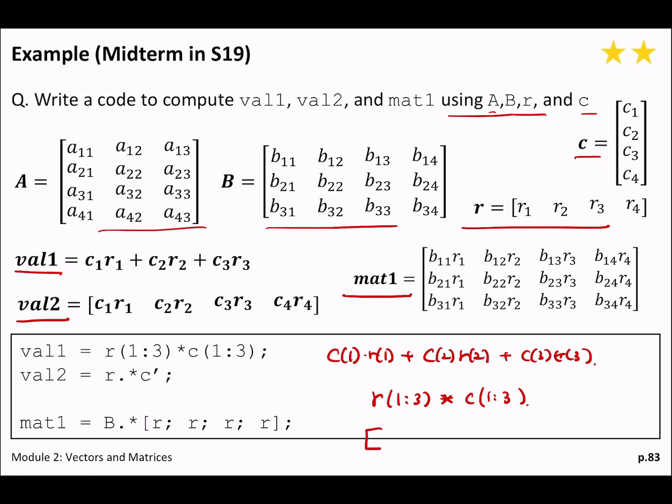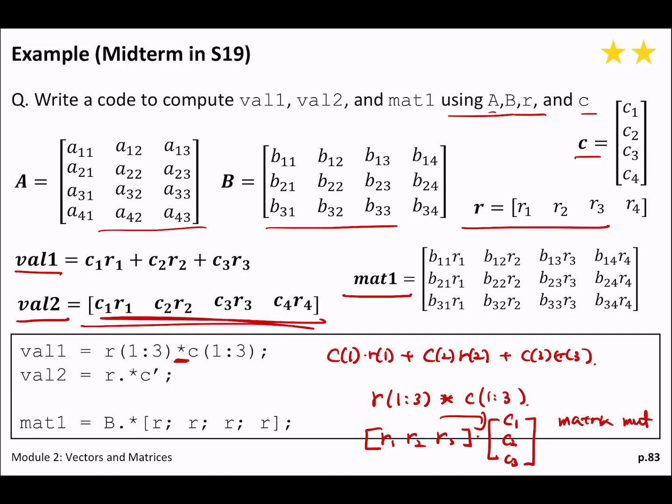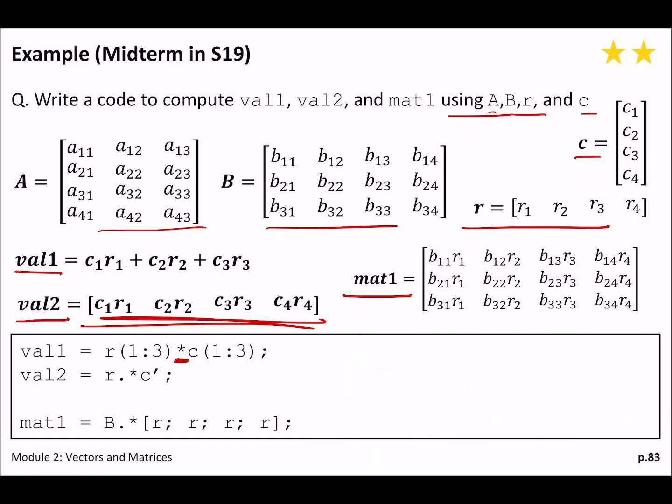This one is a matrix multiplication. To be precise, this one is a vector multiplication, right? Multiply C1, C2, C3, right? This one is a matrix multiplication. I would say a vector is also a matrix, right? So like this. Okay. How about this one? It looks like this one is element-wise multiplication, right? But this one is a row vector, right? So we need to make this one a row vector. So R dot multiplication C transpose.